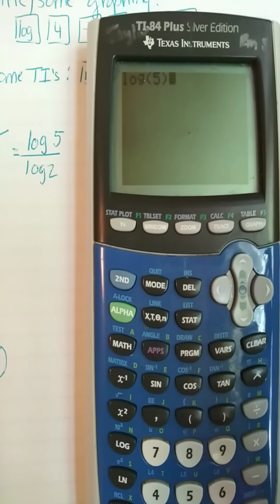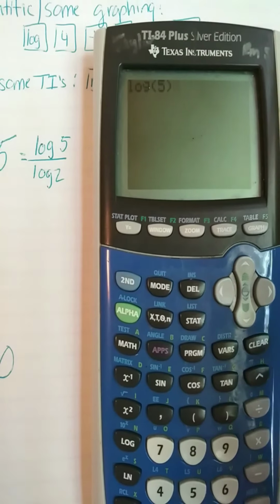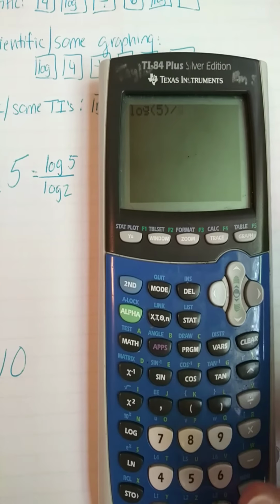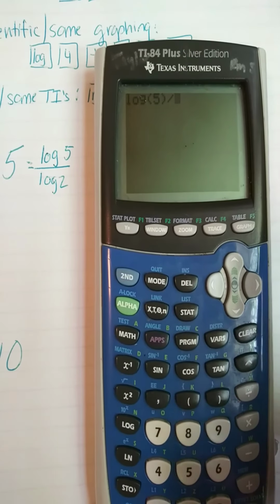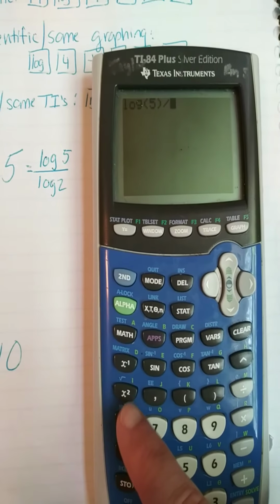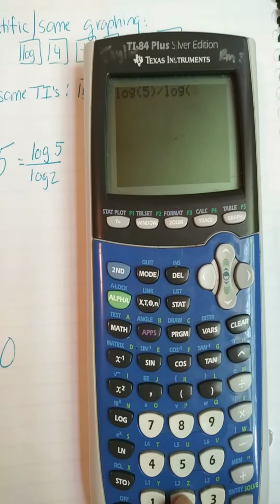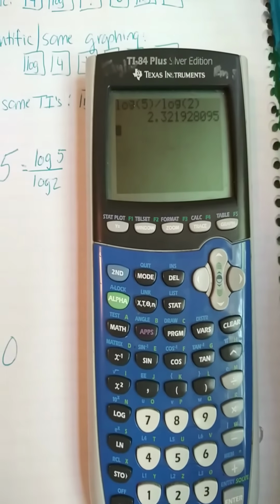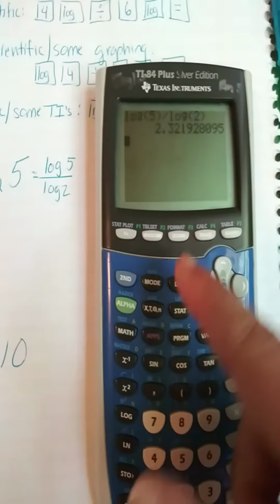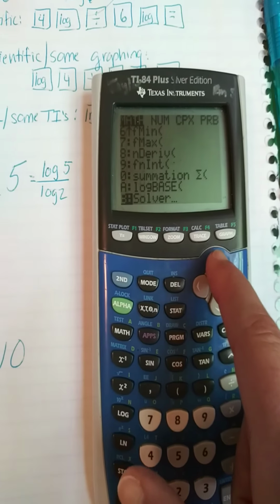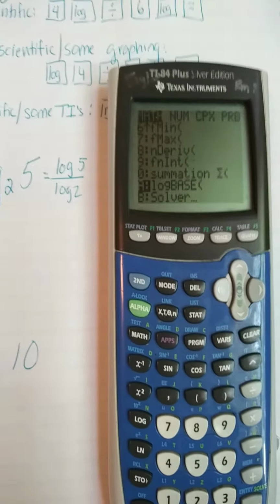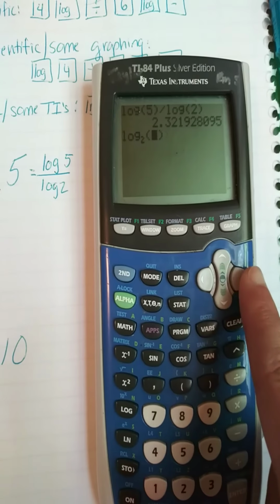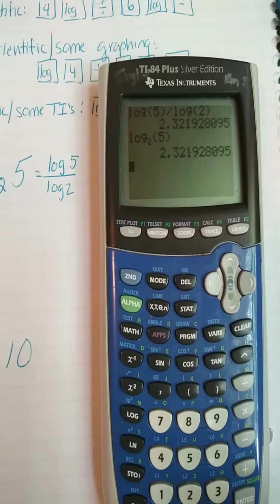It opened up an automatic parenthesis. Make sure you close that before you hit the division. If you don't, you might end up sandwiching like a log in a log, and none of us need a log in a log. That's confusing. So divided by log of 2, and then we hit enter, and we get 2.3219. And again, for those that need it, go to log base, and we would have log base 2 of 5, and it should give us the exact same answer, and it does.